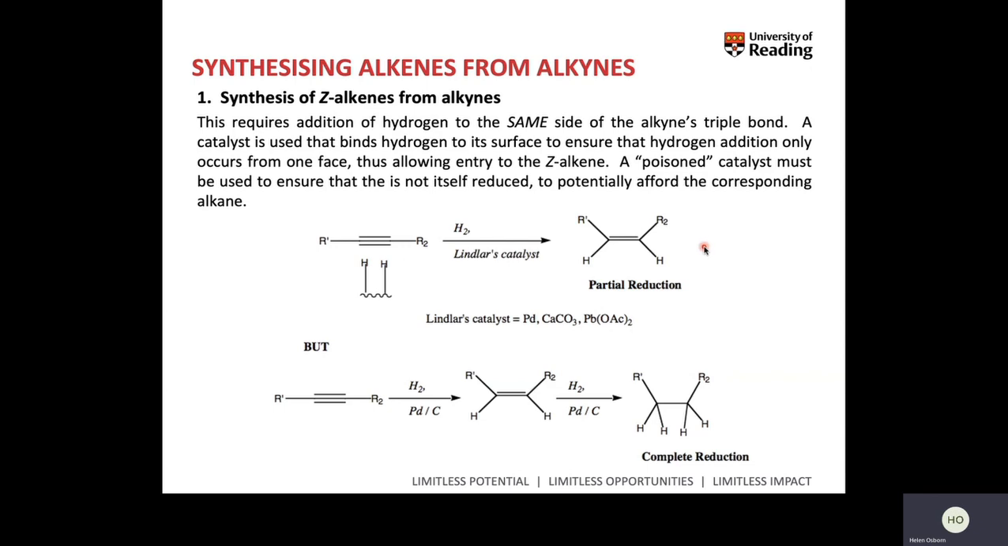So if we want to make an alkene and we can't do an elimination reaction, and instead we're going to add hydrogen to an alkyne, what we'll do is we'll add it in the presence of a poisoned catalyst. You don't need to know the details of that poisoned catalyst. Just be aware though, it has to be poisoned.